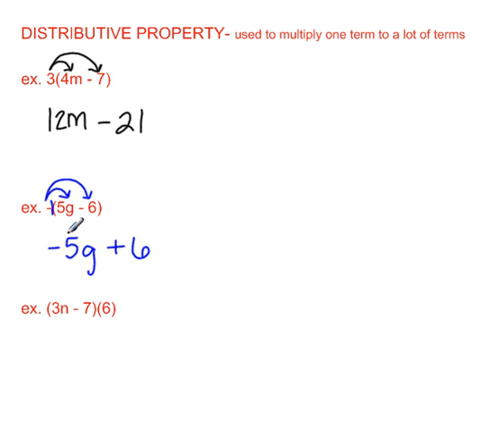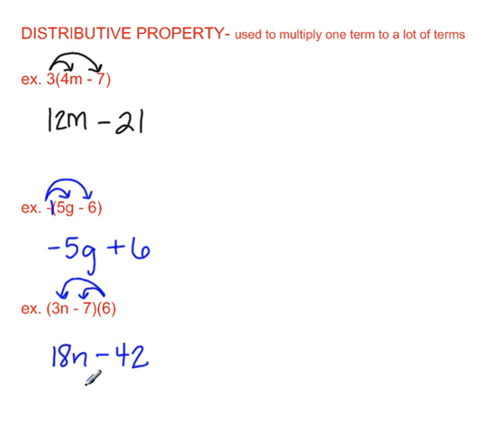Now, sometimes the distributive property can come from the back. And usually indicating a distributive property from the back, they're going to use parentheses around it. So that's okay. We'll just draw our arrows from this side. 6 goes to the 3n. 6 times 3n is 18n. And then 6 times negative 7 is negative 42. So reading this for someone to write down, you would say 18n minus 42. When working the distributive property, use those signs as positive and negatives.